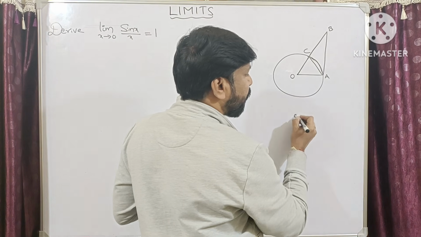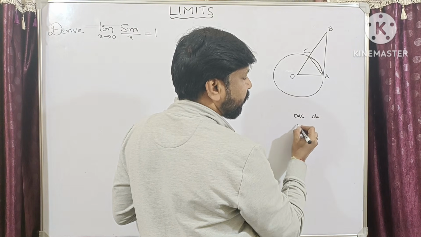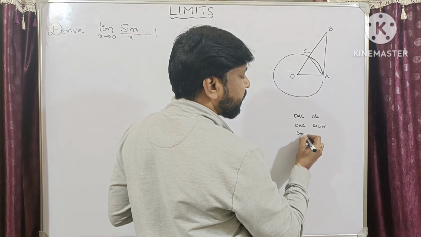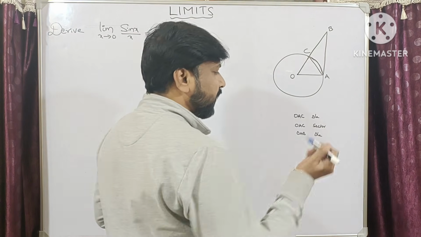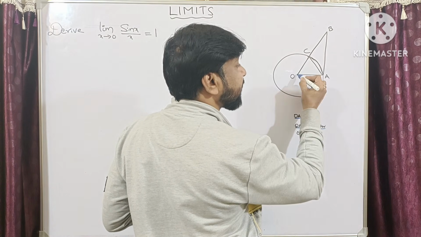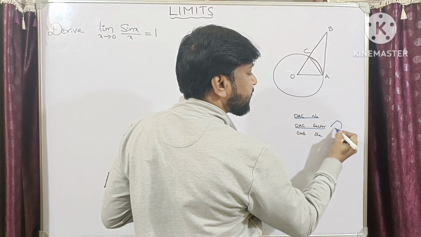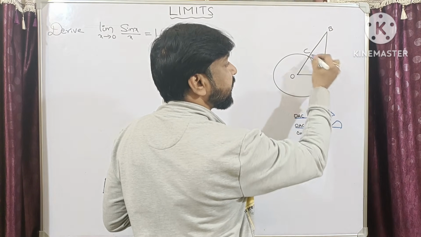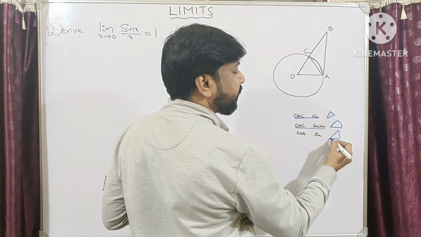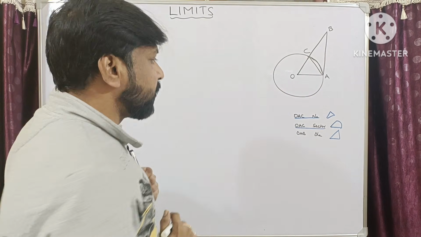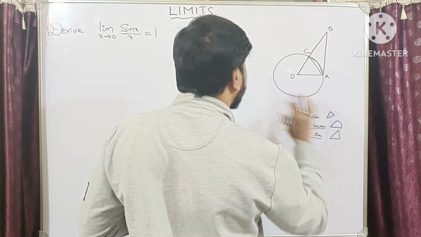One is the OAC triangle, one more is the OAC sector, and the third one is the OAB triangle. What are they? One is the OAC triangle, and one more is the OAC sector. OAC sector means the sector like this. This is the triangle. And the third one is this one big triangle, the OAB triangle. Clear? Now, by using these three pieces of information, we are going to derive the proof.